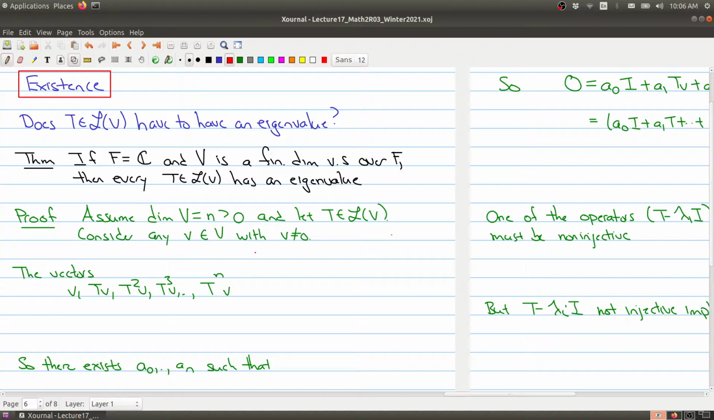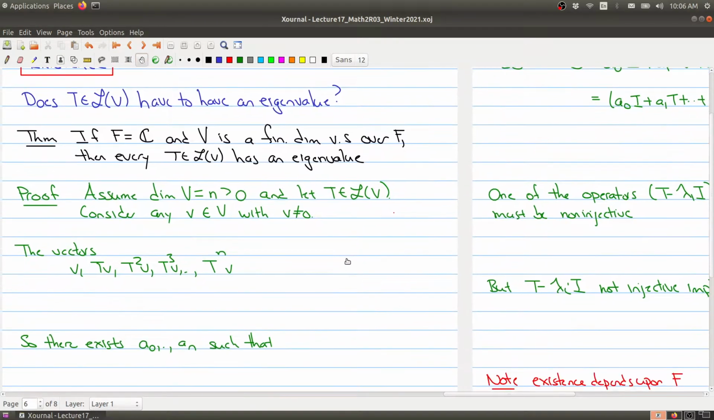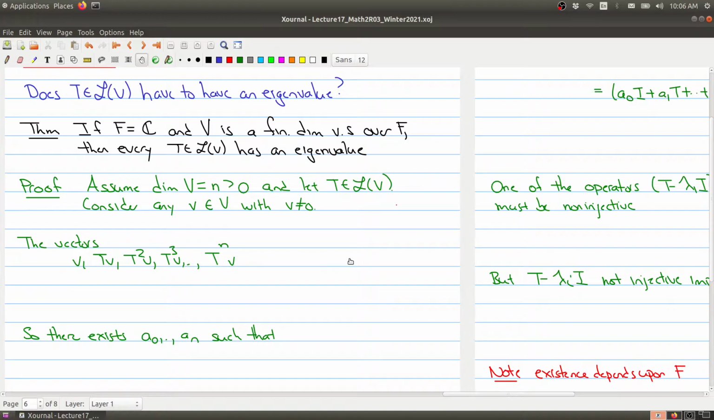So let me make myself disappear. And here's the big theorem we want to do in the next 5-10 minutes: if you look at a vector space over the complex numbers, then every linear operator has an eigenvalue. Okay, so let's walk our way through the proof. Let's assume that our vector space has positive dimension, and let T be any linear operator, and just take any vector inside of your vector space, as long as it's not 0.